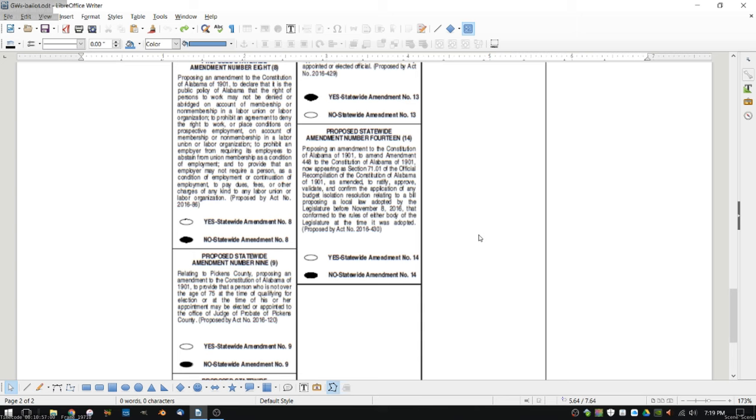So I guess in summary, I'm going to have to vote no on all 14 amendments with the exception of number 13. I went over the caveat of why I felt that way on number 13. So again, I'm going to say no on all but 13.